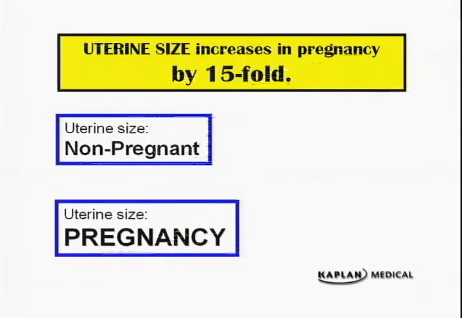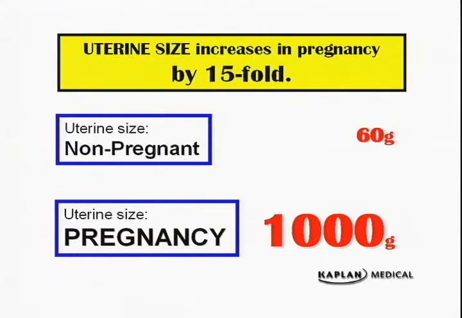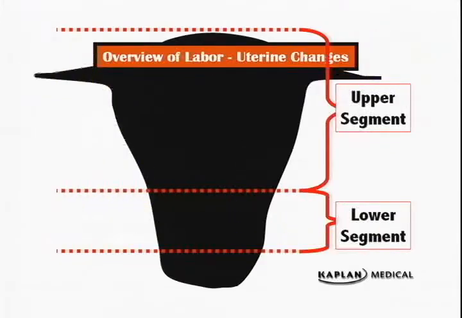The uterus in the non-pregnant state weighs about 60 grams, 2 ounces. At term, after you take out the fetus and you take out the placenta, it weighs 1,000 grams. After pregnancy, it goes back down. Next pregnancy, it goes back up. Do you know of any heart that does that? It's a marvelous organ. In terms of labor, we can view the uterus in 2 segments.